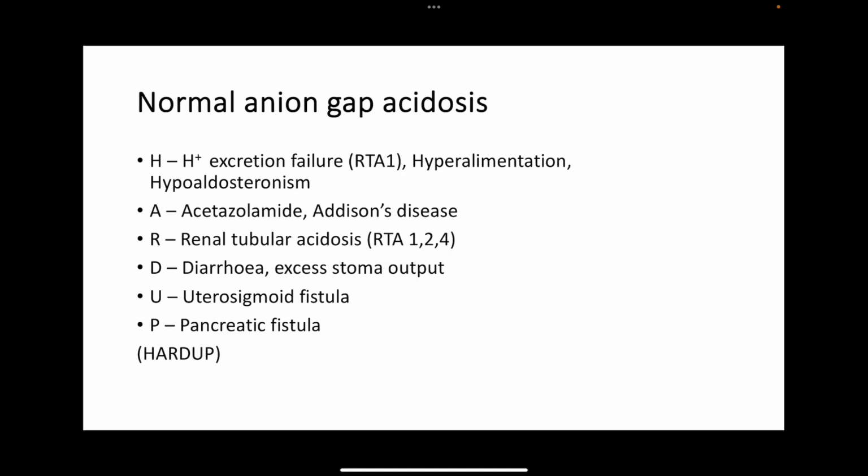And for normal anion gap acidosis causes, the mnemonic is HARDUP. H: H plus excretion failure, hyperalimentation, hypoaldosteronism. A: acetazolamide, Addison's disease. R: renal tubular acidosis. D: diarrhea, excess stoma output. U: ureterosigmoid fistula. P: pancreatic fistula.